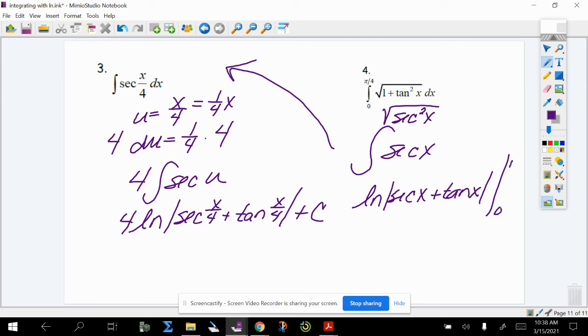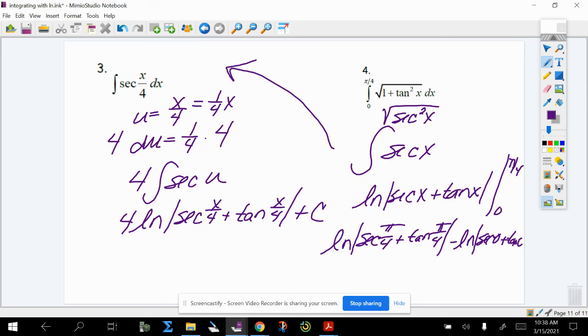and then we're going to put our boundaries in. So again, we're going under the assumption that you can't use a calculator, so we're going to leave our answer in a pretty exact, not too simplified form. So we're going to have the natural log of secant of pi over 4 plus tangent of pi over 4 minus the natural log of secant of 0 plus tangent of 0. Running out of room there.